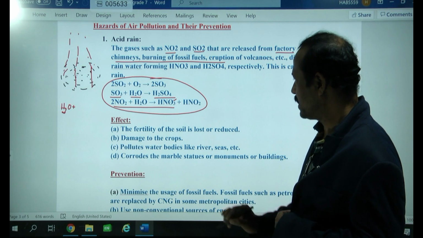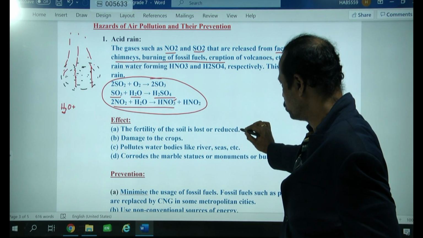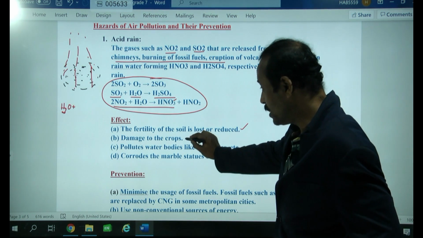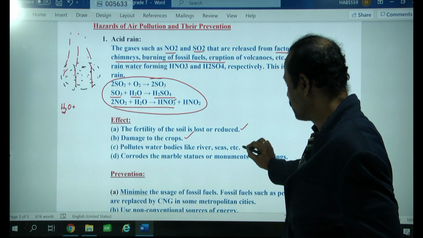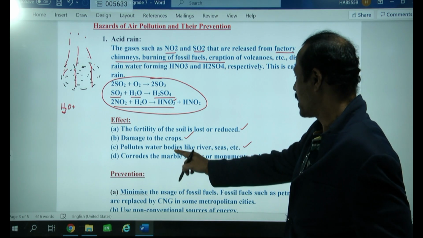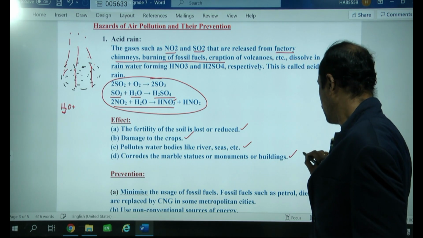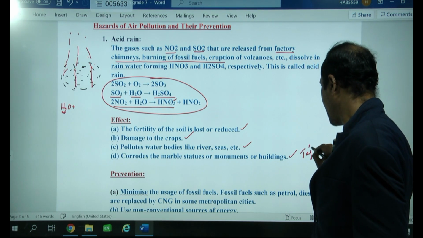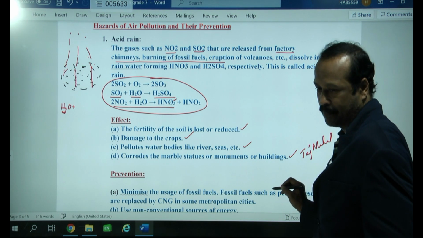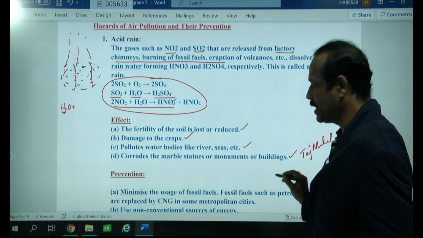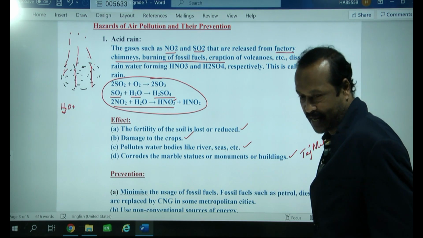And what are the effects of acid rain? The fertility of the soil is lost or reduced. Damage to the crops. Pollutes water bodies like rivers and seas, and corrodes the marble statues and monuments like the Taj Mahal. The Taj Mahal is actually white marble, so it looked like milk. But now if you see, it is pale yellow in color. That is due to acid rain.